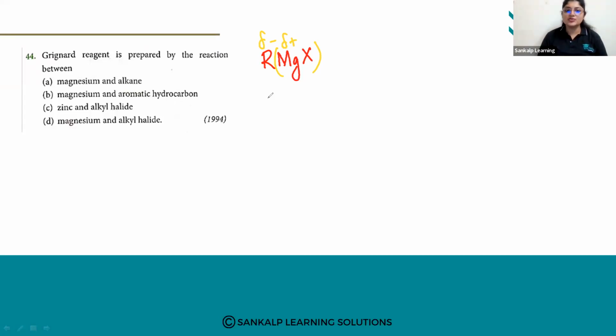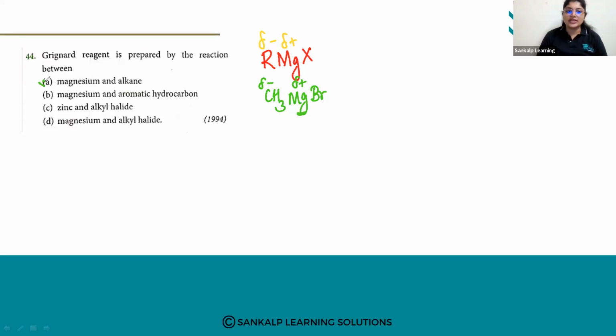So RMgX, I can give you an example as CH3MgBr. CH3 will have a minus sign and Mg will have a positive sign here. I will not write the bracket, it won't look good. Now, when you are talking about magnesium and alkane, so this is magnesium. Is it an alkane, this group?